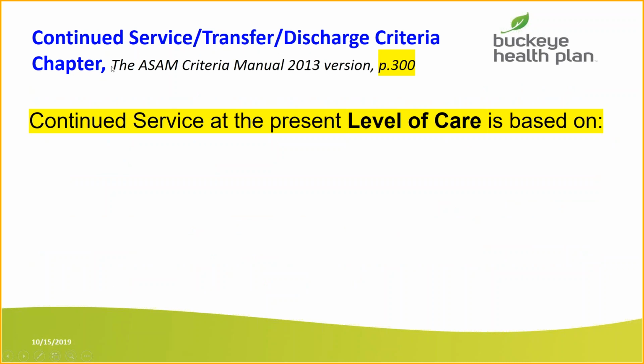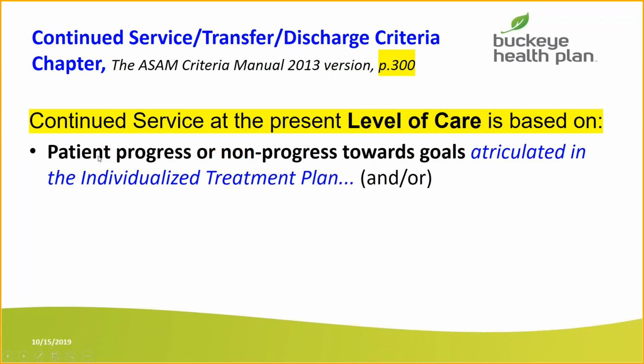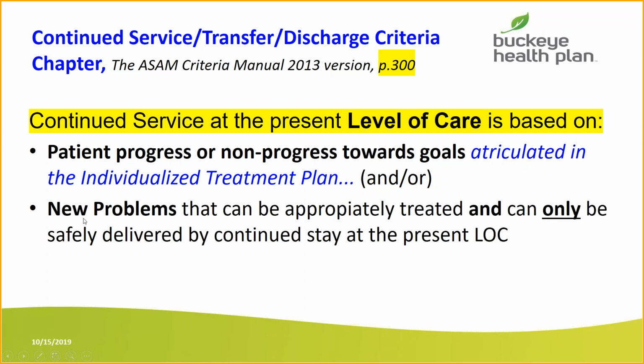So when we look further down on page 300, you can't stop there. You have to keep reading. It says the following. Continued service at the present level of care is based on patient progress or non-progress towards their goals as articulated in the individualized treatment plan. So obviously you must have an individualized treatment plan, and obviously you must have some goals on it to determine whether there's progress or non-progress.